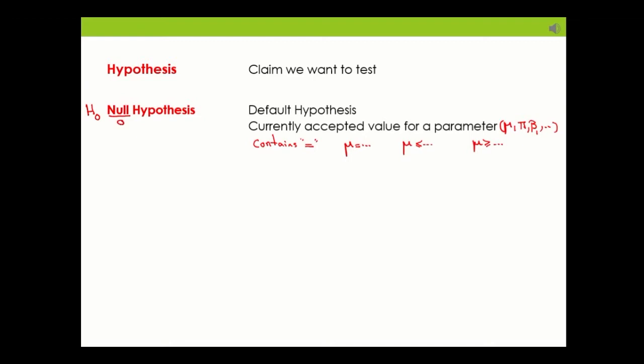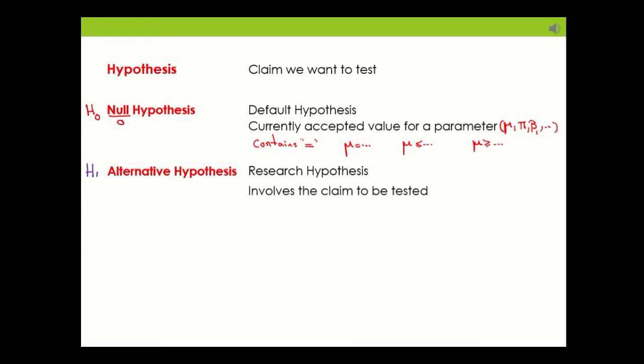And sometimes based on the research, we want to challenge the null hypothesis and prove something which is the opposite of the null hypothesis. We define that opposite hypothesis as the alternative hypothesis, and we denote it by H1. And this is the research hypothesis. This is the research claim. And this involves the claim to be tested. And this is the thing that we would like to be true. As I mentioned, it is the opposite of the null hypothesis.